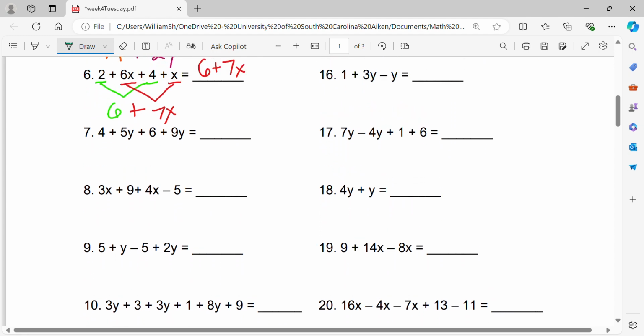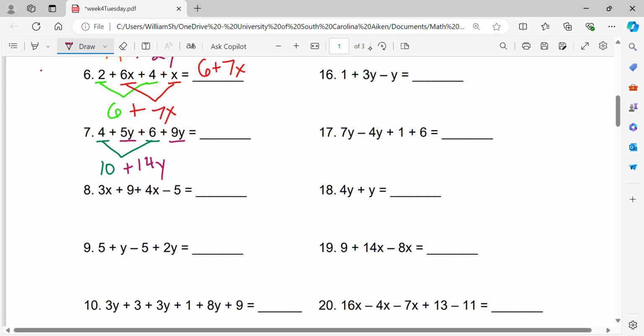Now, it doesn't matter if you simplify the variable first or the constants first. All that matters is it's simplified down to the same answer. Okay? So let's look at this next one. I've got 4 plus 5y plus 6 plus 9y. I'm going to combine the constants first. So 4 plus 6 is 10. And then I'm going to combine the like terms of the variables here, the 5y and the 9y. That should give me plus 14y. Okay, so my answer is 10 plus 14y.